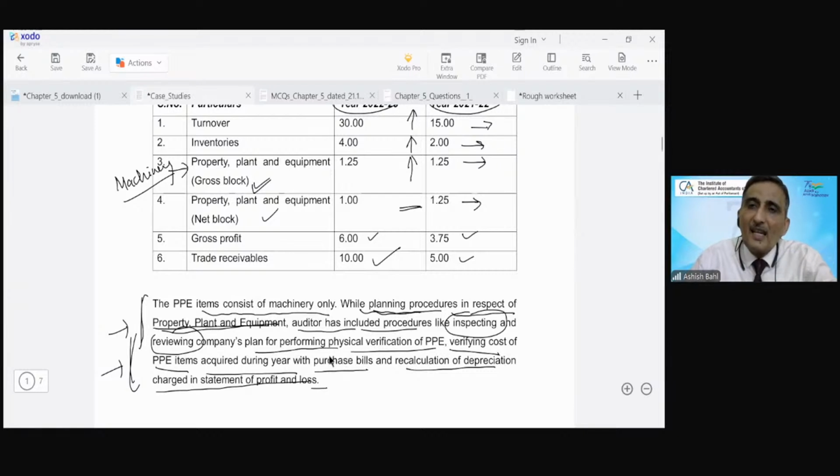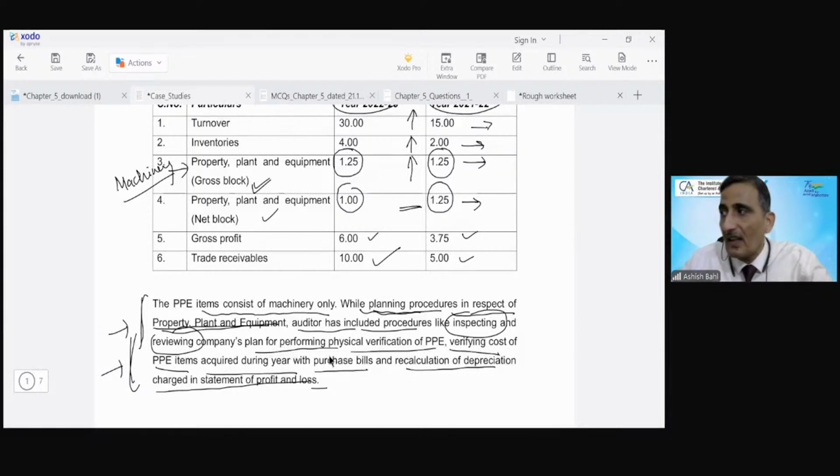So guys, tell me, the gross block of property, plant and equipment is given as 1.25 crore. Last year it was 1.25 crores, and this year it is also 1.25 crores. And net block last year was 1.25 crores, and this year it is 1 crore. It means depreciation is charged. Yes, Tejaswin, right?